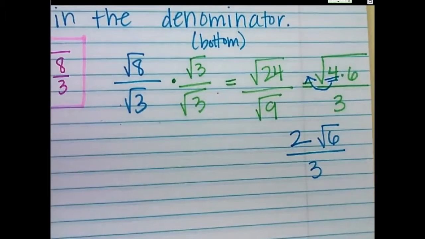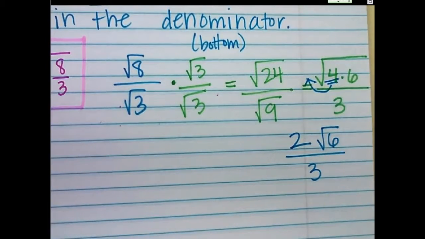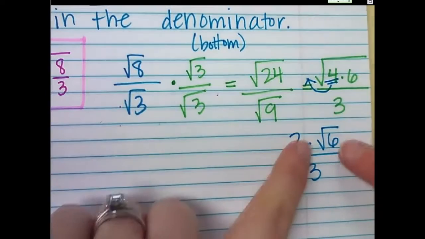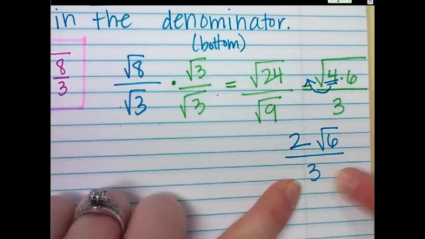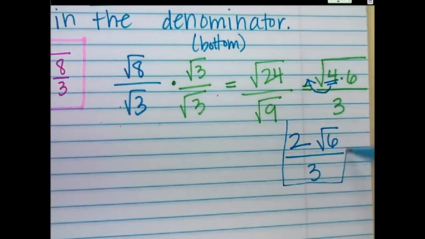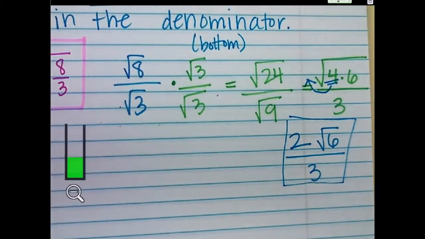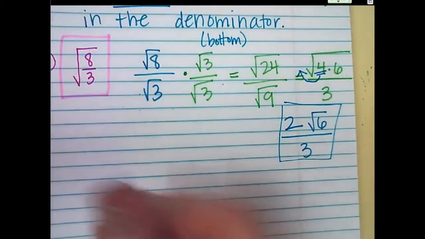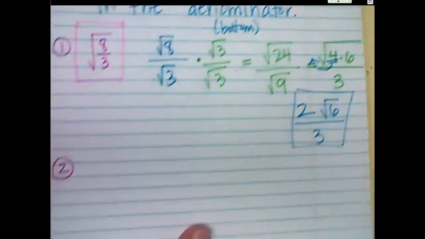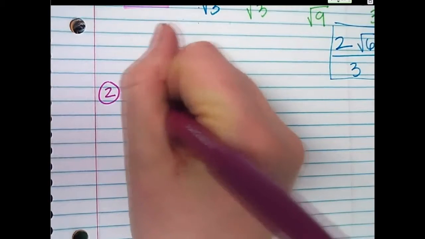Okay, now look carefully. Just like when we multiply numbers outside radicals and inside radicals, same thing here. I can't simplify this 6 and 3. If I could reduce the 2 and the 3, I would, but I can't, so this is my answer. I'm done. Okay, let's do number 2. Square root 5 over 8.